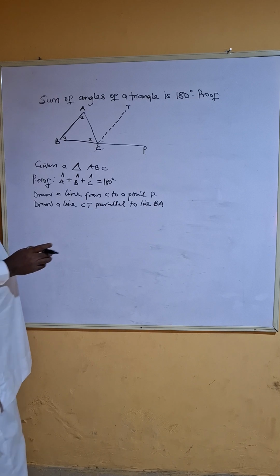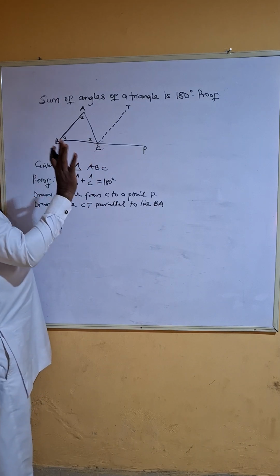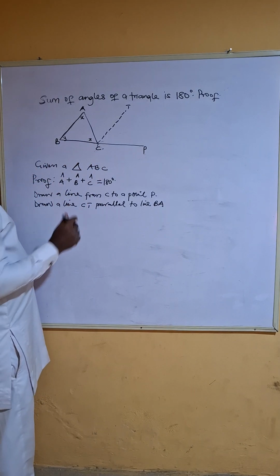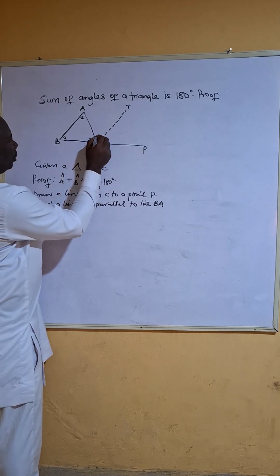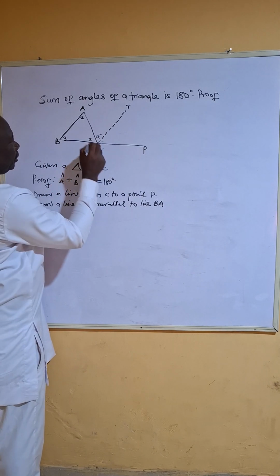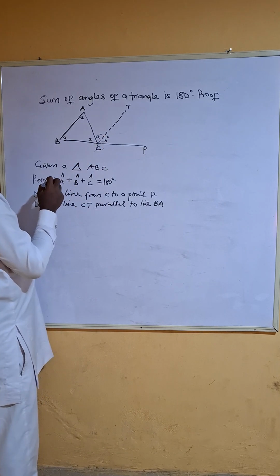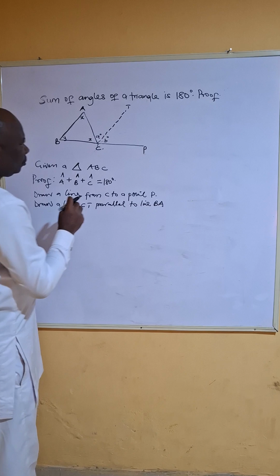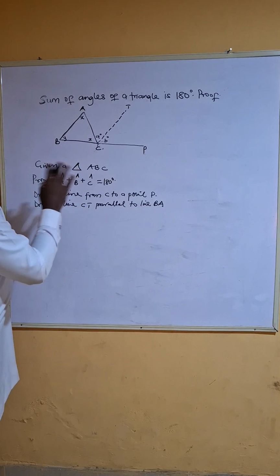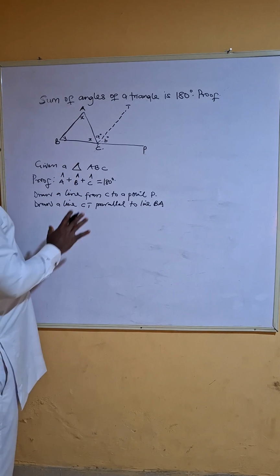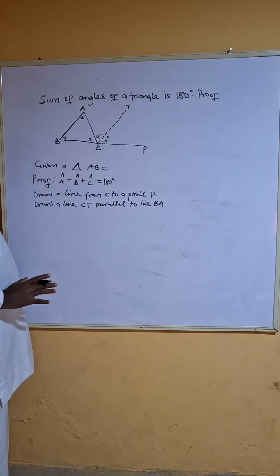Okay, now from what we have here, we are now having three angles again. We have Z. Let's call this one angle A degrees. Let's call this one angle B degrees. Okay. Now we can start our proof.